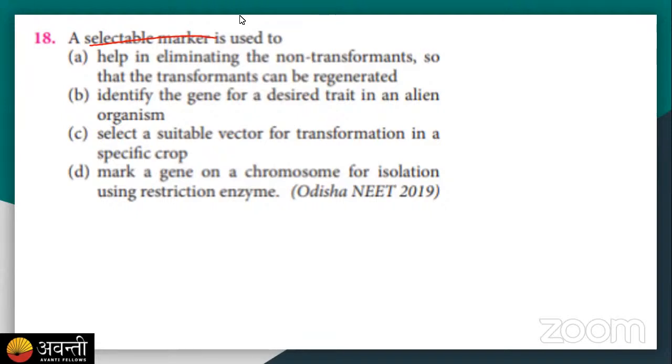Please give your answer in the chat box. So sorry, you have to give your answer in the chat box because, due to a network issue, the poll is not launching. Okay, so you have already given your answer. You have opted for option B.